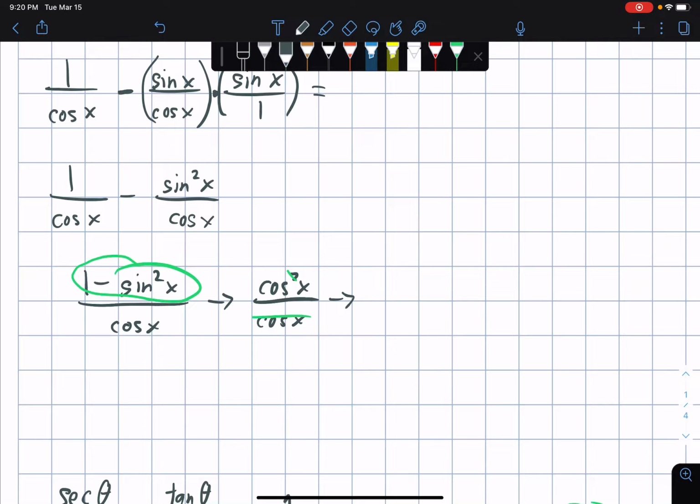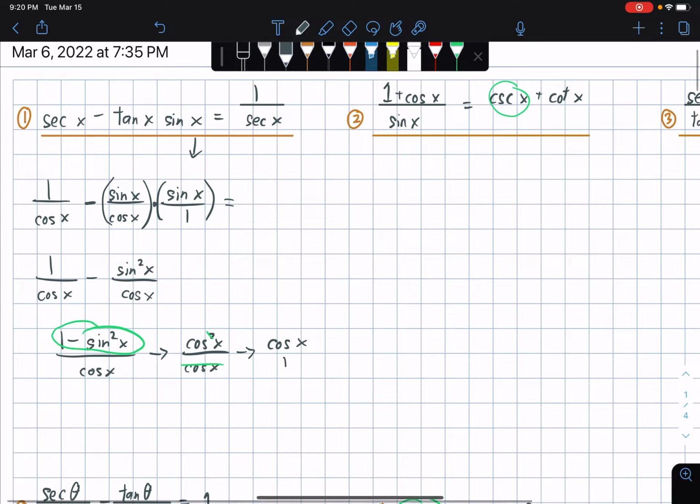Yeah, the solution is correct. You just have to simplify it further. So cos x could also be, in other words, 1 over secant x. That is the final answer.